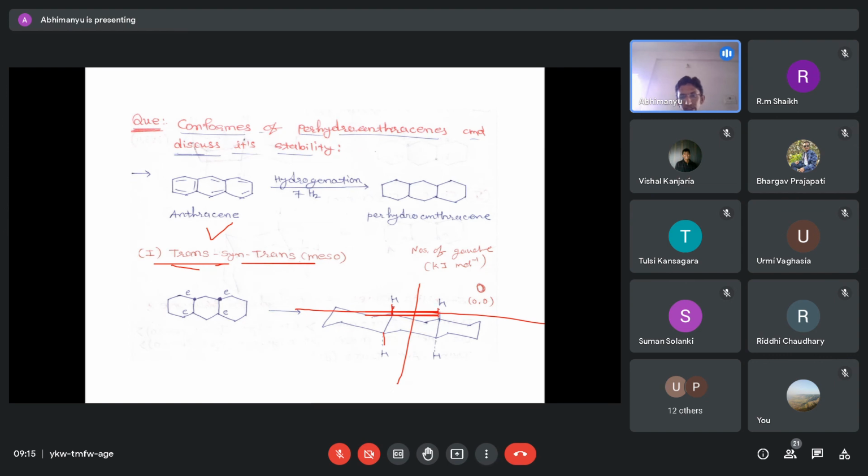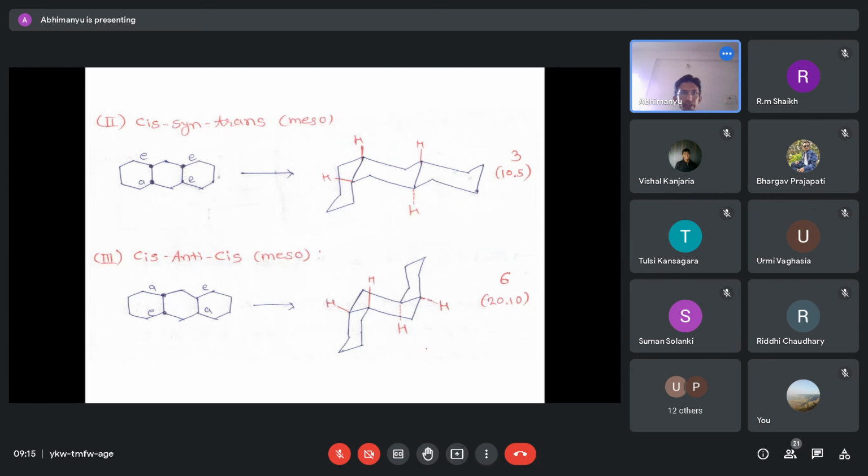cis and 3 axial 4 axial trans. Next one, cis syn trans. Again, how will the cis structure be drawn? 1 axial 2 equatorial cis.